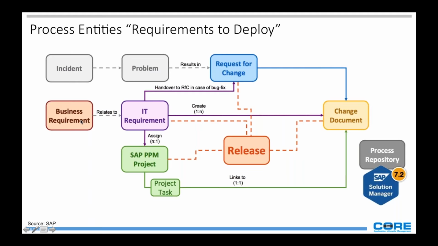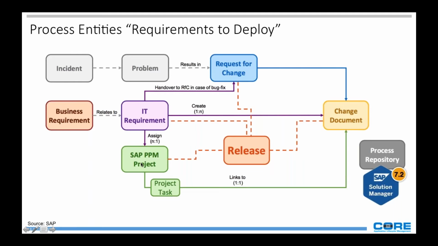That instance creates a problem. That problem could become a request for change, eventually assigned to a release, then a change document, and then be deployed. So now in 7.2, you can get your requirements from a business requirement document, which is a form that has all the fields designed specifically to collect requirements from the business.